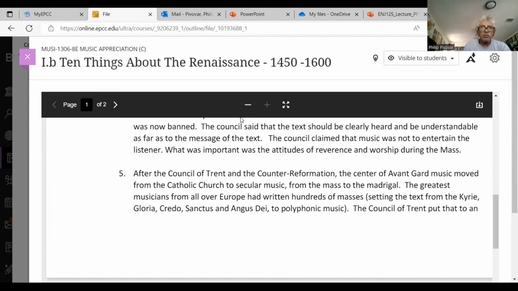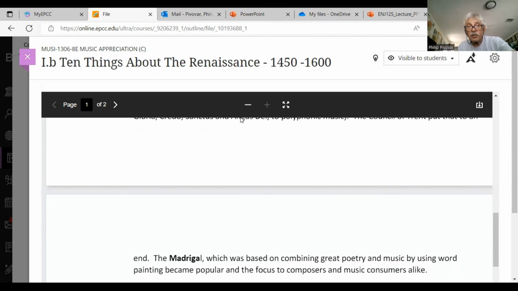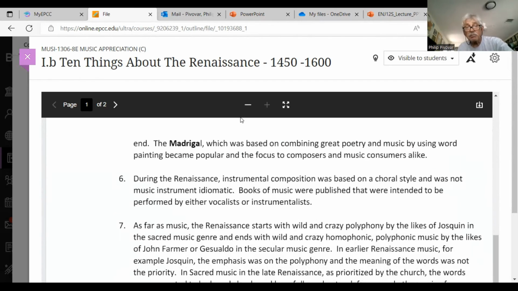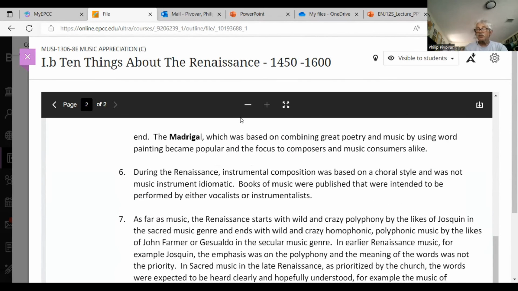The greatest musicians from all over Europe had written hundreds of masses, setting in the text from the Kyrie, the Gloria, the Credo, the Sanctus, the Agnus Dei, parts of the Mass, the polyphonic music, wildly creative music. The Council of Trent put an end to that. The madrigal, which is based on combining great poetry and music by using word painting, became popular, and the focus shifted to composers and music consumers alike. In the Renaissance, it's like, I can buy that music cheap and we can sing it as my friends, and that's what happened.